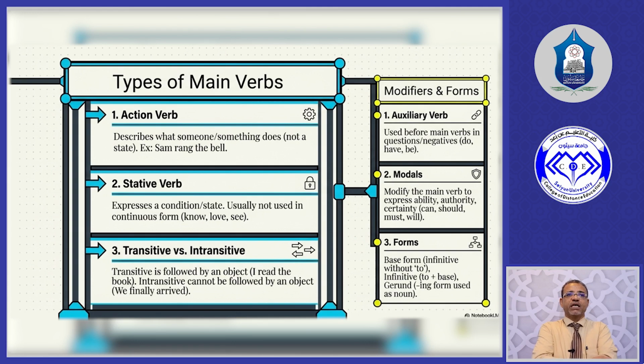Action, they do it. Stative, here's the difference. Here, mostly they are emotional. That's why they don't come in progress. I say they express a condition, a state. Usually not used in continuous form, as I said. I know you, I love you, I see what you want. Okay, so all these are stative.